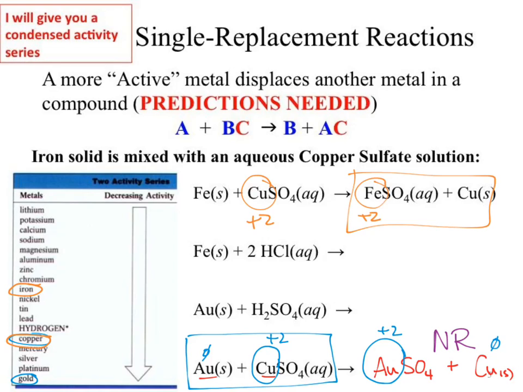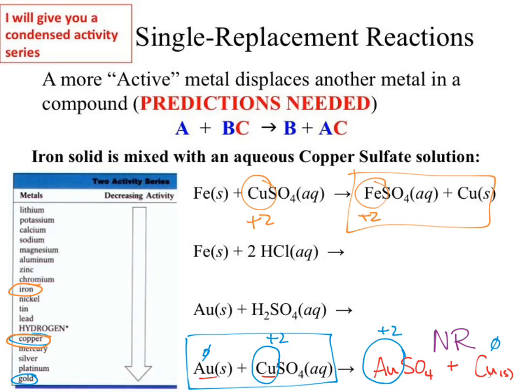So in this last case, we're comparing copper to gold. Which is higher on the activity series? Copper. Which one prefers to be an ion? Copper. The only ion I care about now is copper. Where is copper? Reactant side. Does a reaction occur? No.